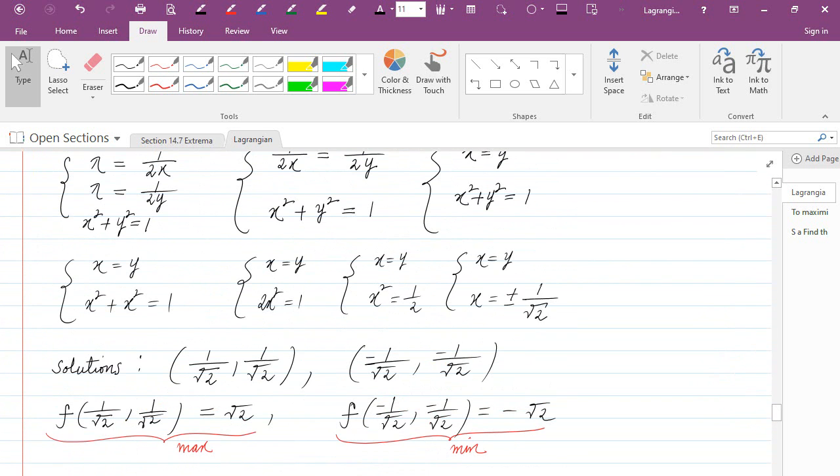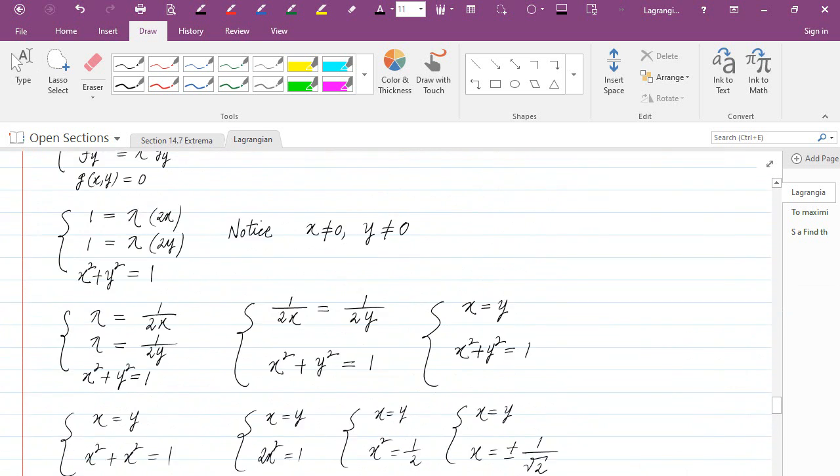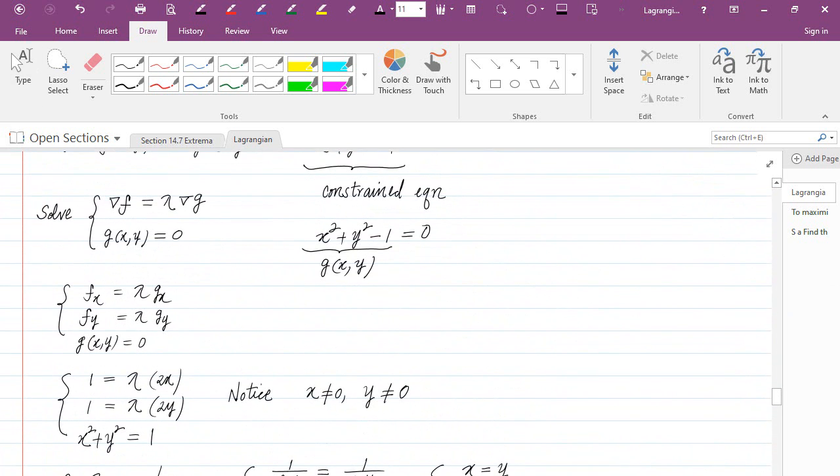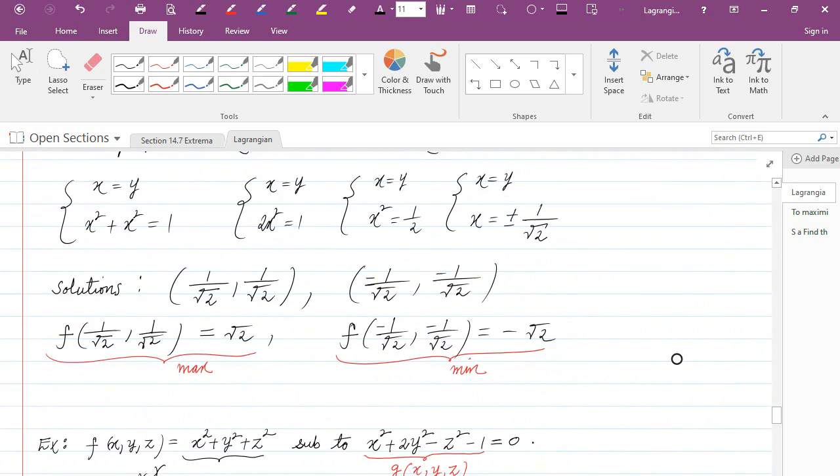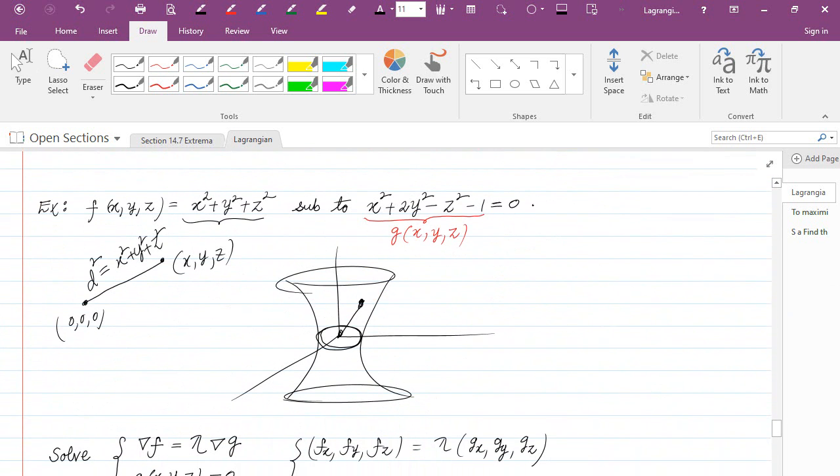Okay, so I'll stop here, and in the next video we will be doing another example for the case of three variables.